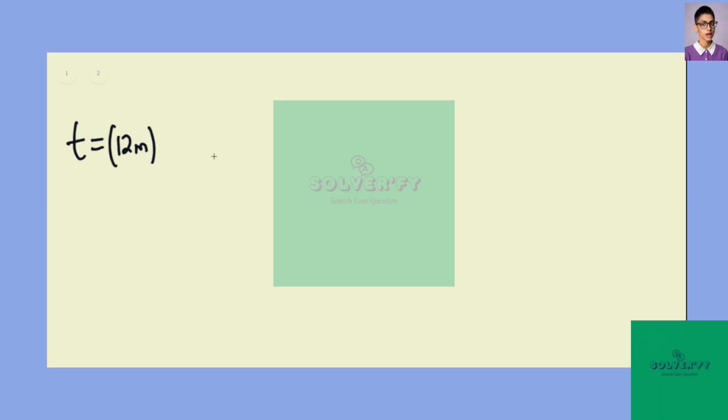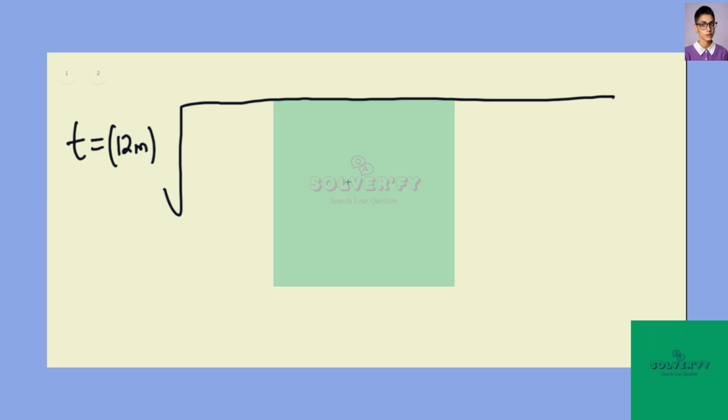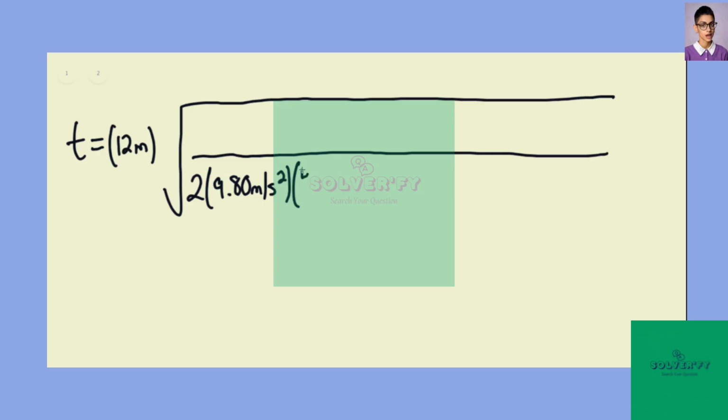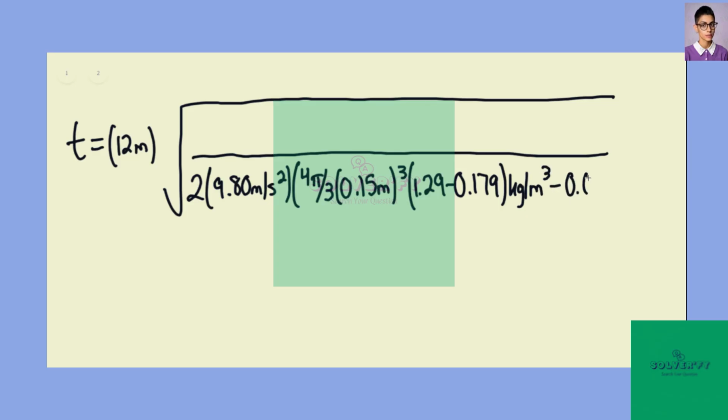And so now we can say that solving for t is going to be equal to 12 meters multiplied by the square root. For the denominator first, we have 2 times 9.80 meters per second squared multiplied by 4 pi over 3 times 0.15 meters quantity cubed. This would be multiplied by 1.29 minus the density of helium, 0.179 kilograms per cubic meter, minus the mass, 0.0028 kilograms. So that'd be the mass of the balloon.